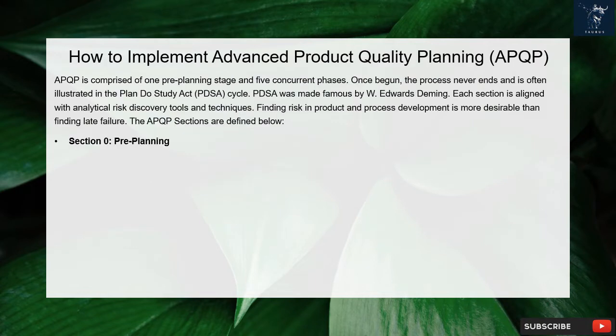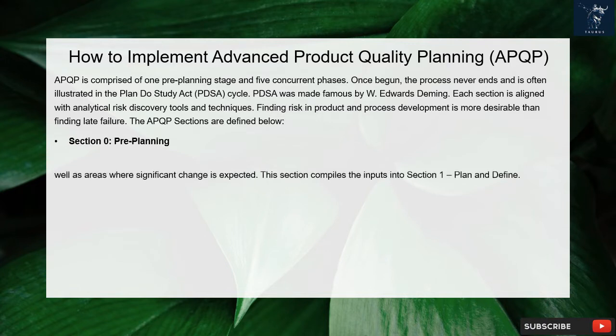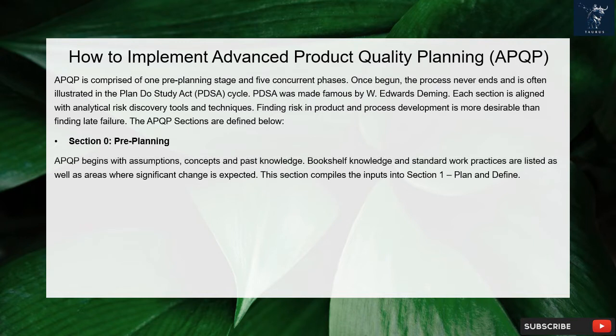How to implement Advanced Product Quality Planning, APQP. APQP is comprised of 1 pre-planning stage and 5 concurrent phases. Once begun, the process never ends and is often illustrated in the Plan Do Study Act (PDSA) cycle. PDSA was made famous by W. Edwards Deming. Each section is aligned with analytical risk discovery tools and techniques.